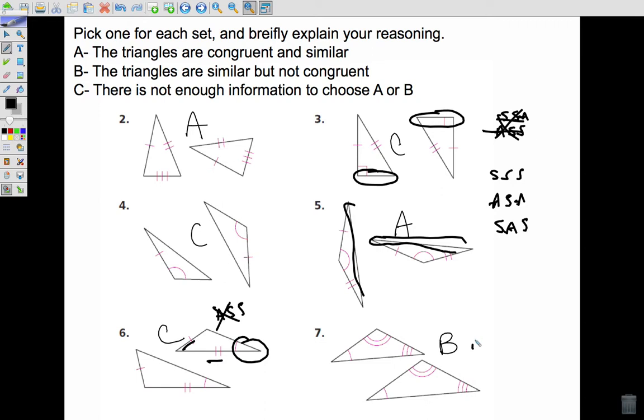Here we have 3 angles. 3 angles don't really tell me if the sides are the same, but that will tell me that they're similar, right? Similar, I know the angles are the same, but I don't know about the sides. This doesn't tell me about the sides, so I can only assume B.